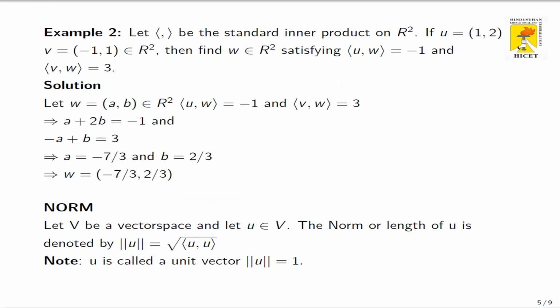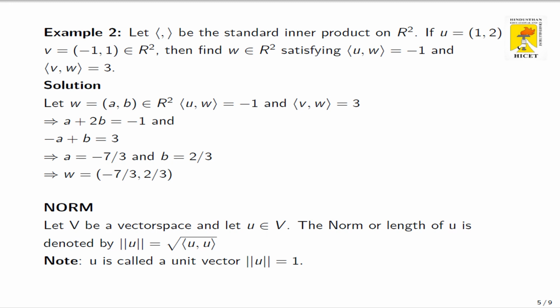Consider another example. Let the inner product be the standard inner product on R square. If u is equal to (1, 2) and v is equal to (-1, 1) belong to R square, then find w belonging to R square satisfying the inner product of u, w equal to -1 and the inner product of v, w equal to 3.